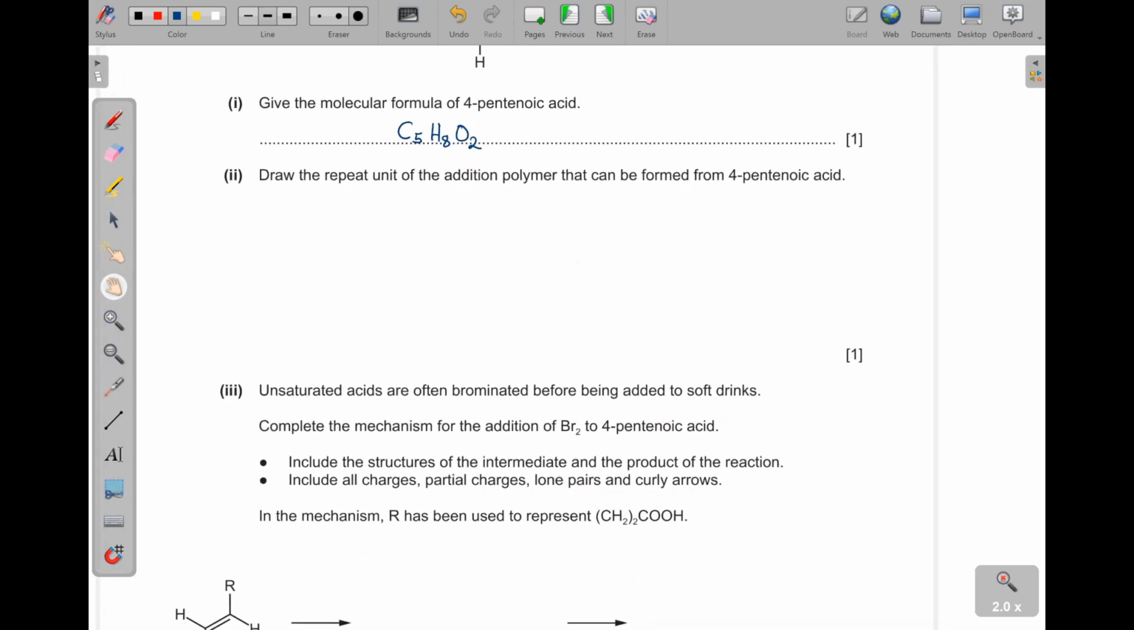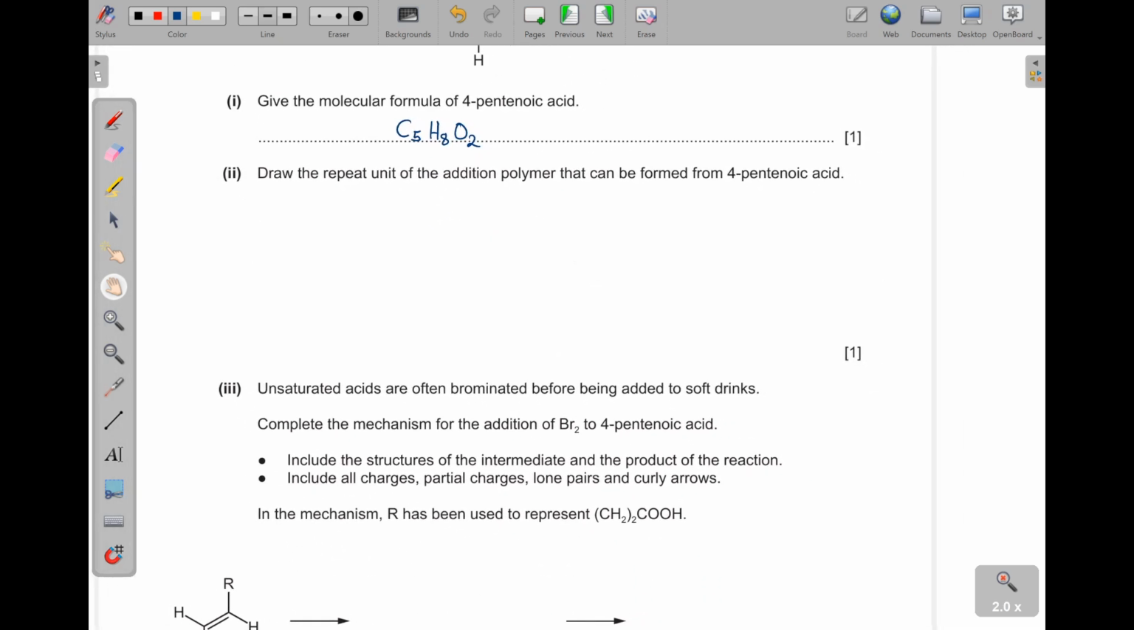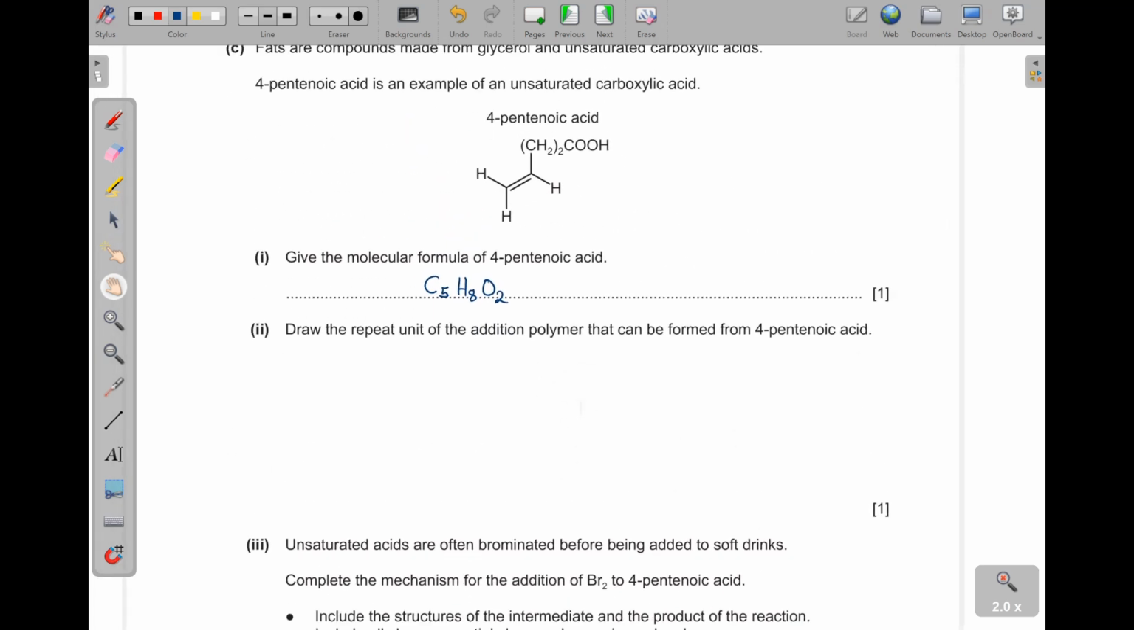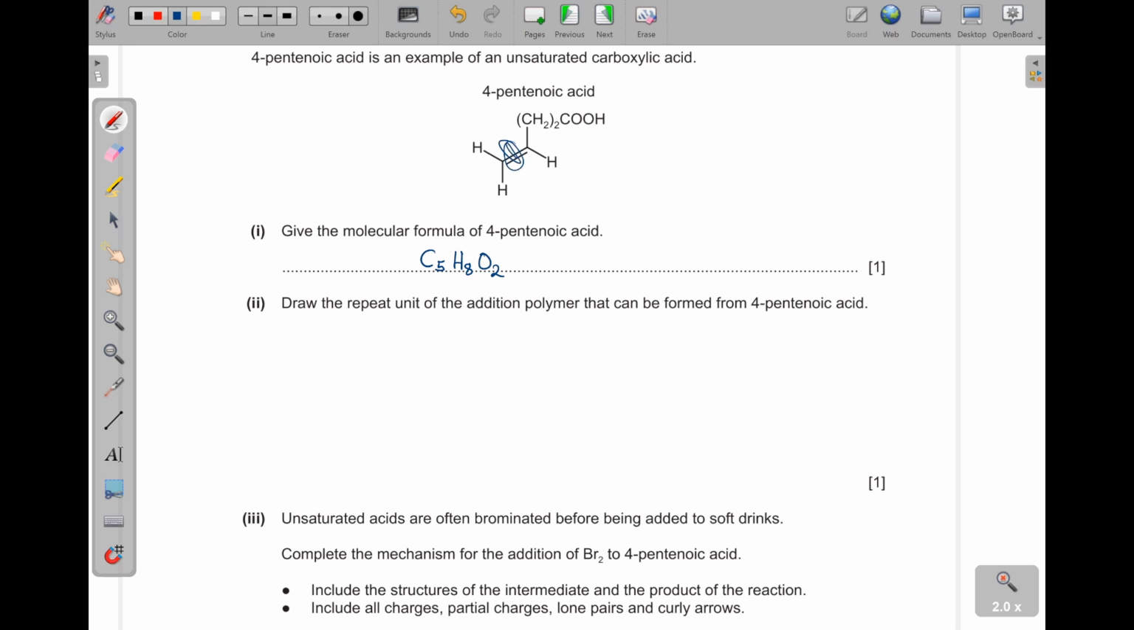And then next, draw the repeat unit of the addition polymer that can be formed from 4-pentenoic acid. So for the addition polymer, we just see this double bond breaking down. What I can do is put something like this here. I put these two carbons that have the double bond in between them, and then here you have the CH2, the two of them, and then the COOH. When they are forming the polymer, this one opens up this way, and this one opens up this way.